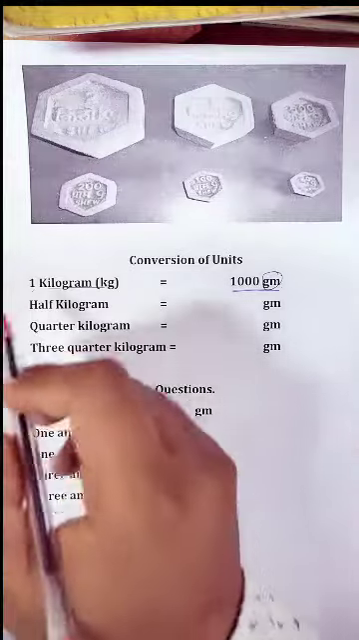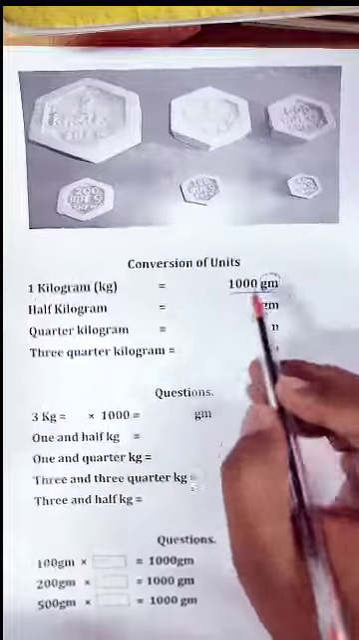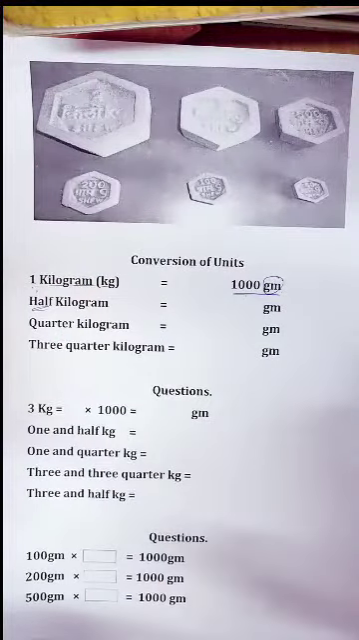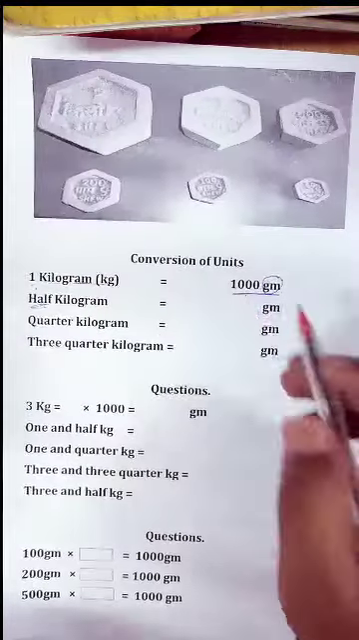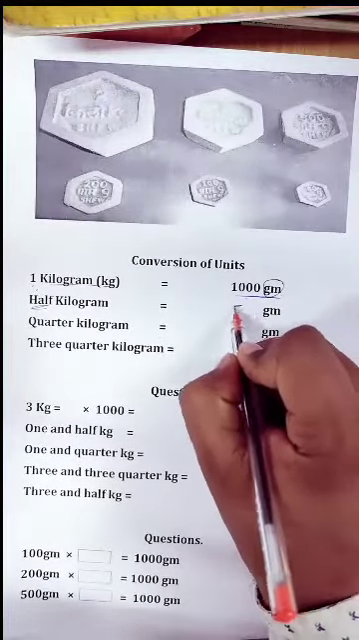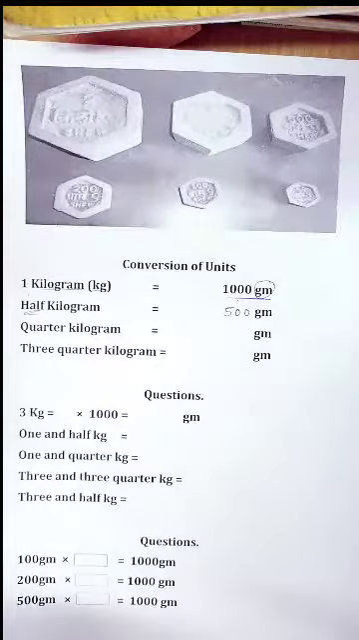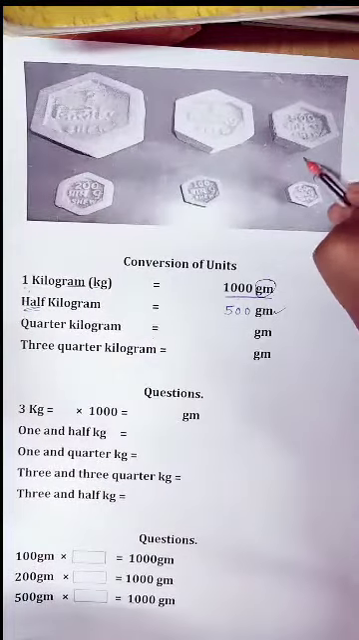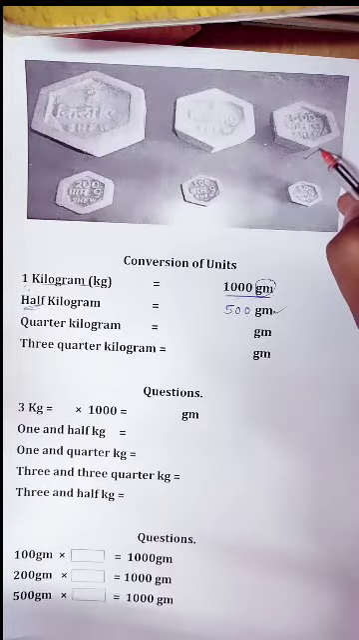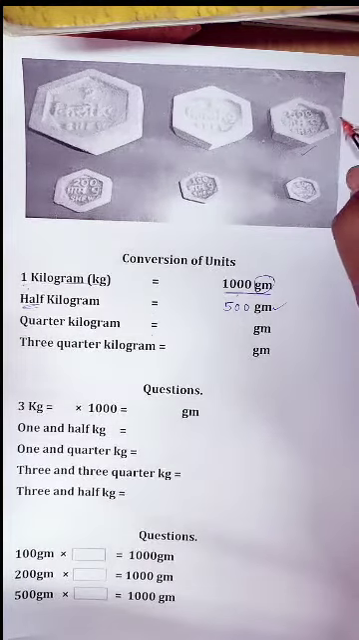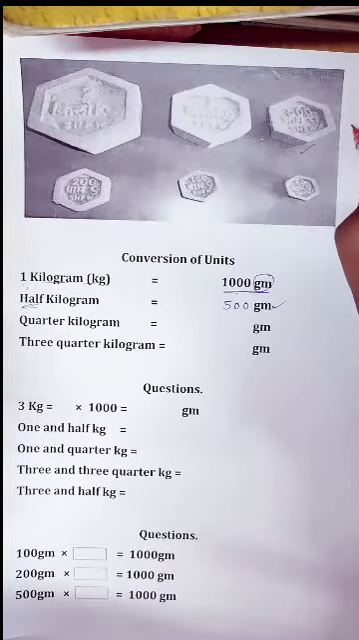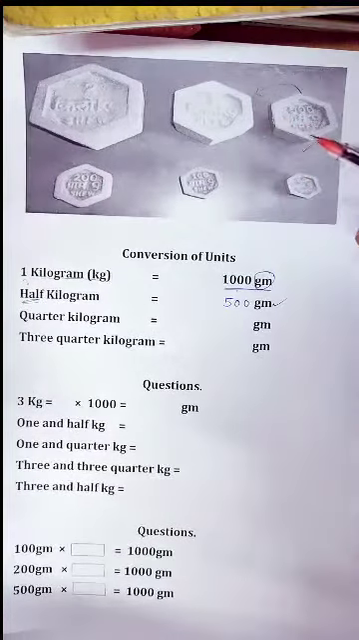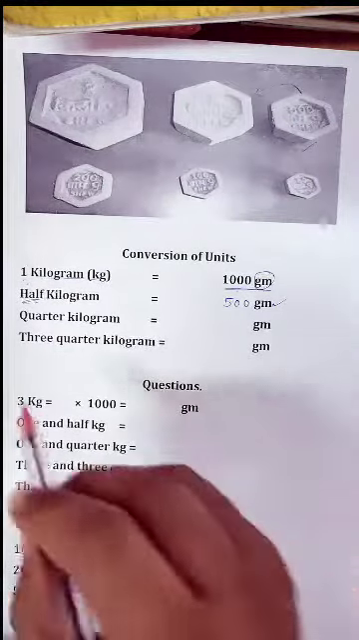So easily we can understand, if 1 kg is equal to 1000, then half kg means what? Half kg means उसका आधा. So it will be 1000 का half, कितना होता है? Yes, it's 500 gram. So here you can see the weight of 500 gram. It means if we take these two weights of 500 plus 500, then this is equal to 1 kg.